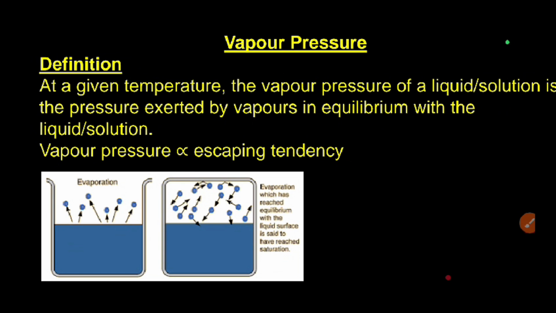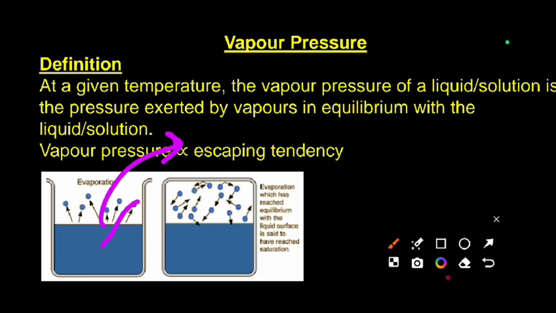So before doing this definition, first we should know what the escaping tendency is. Escaping tendency means how many particles can evaporate. Suppose we have taken the example of ethanol in a container. If it is in an open container, then all the molecules that have evaporated will enter into the atmosphere, so we can't measure the vapor pressure of that solvent. So we have to take a closed container.